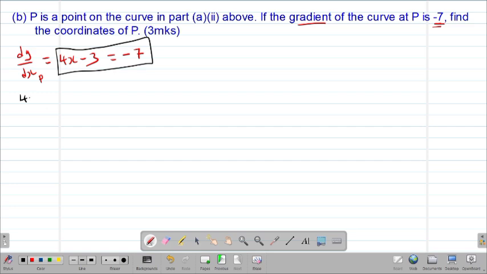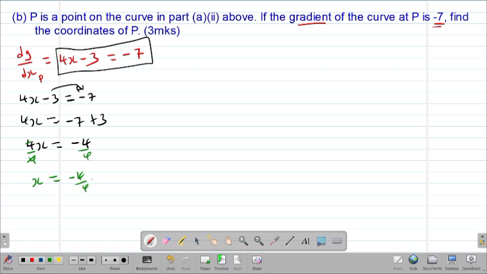So we have 4x minus 3, which is equal to negative 7, which implies that 4x will be equal to, I'll take this to the other side, so this will be negative 7, then of course plus 3. Therefore, 4x will be equal to negative 4. I divide through by 4. The two 4s will cancel out. Therefore, x will be equal to negative 4 over 4, which clearly will simplify to negative 1. Therefore, our x will be equal to negative 1.